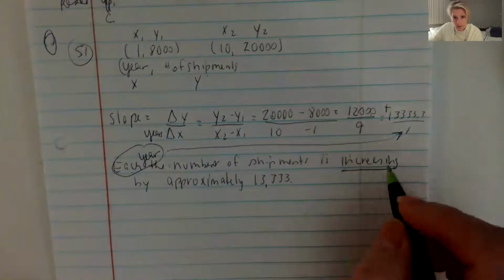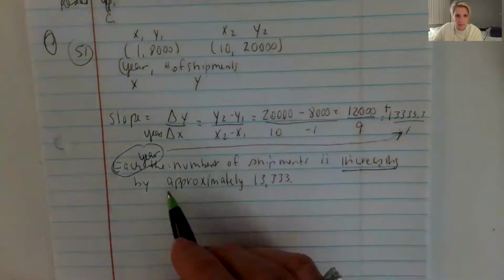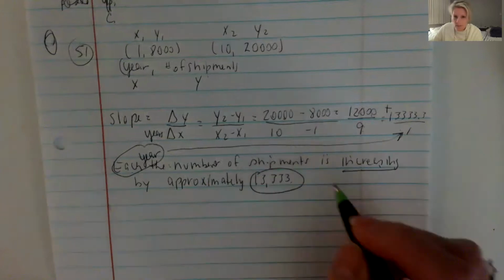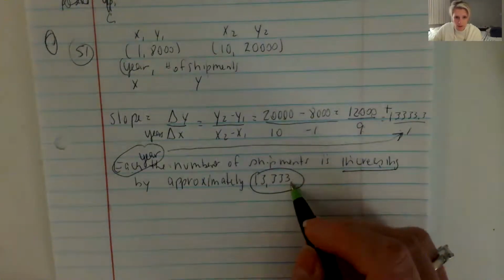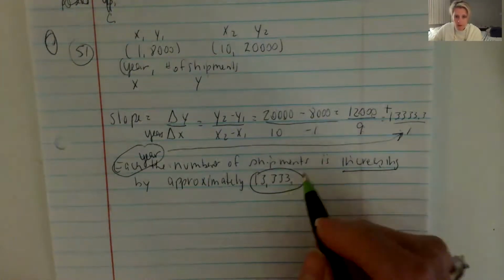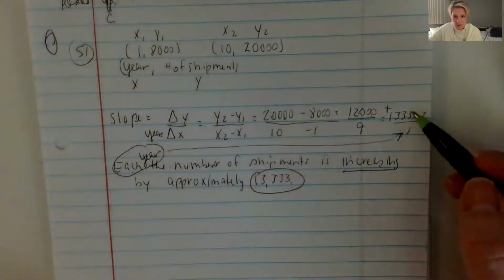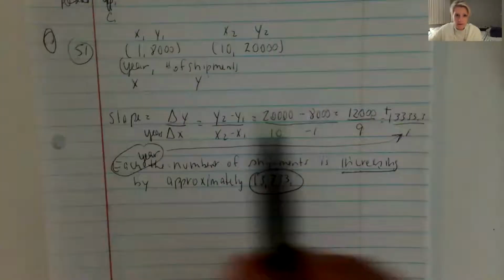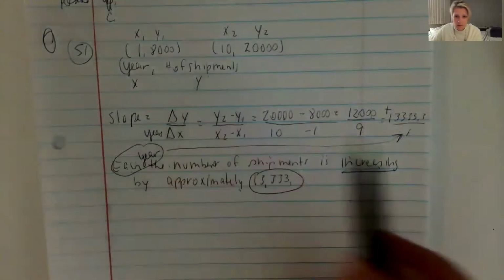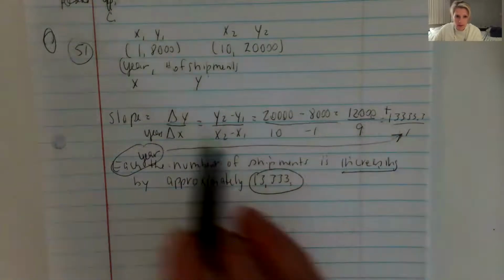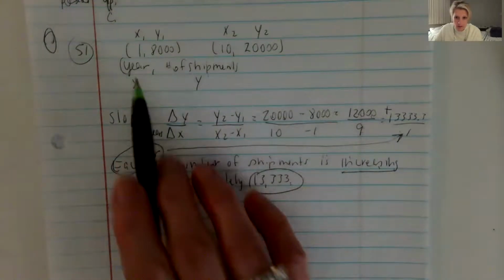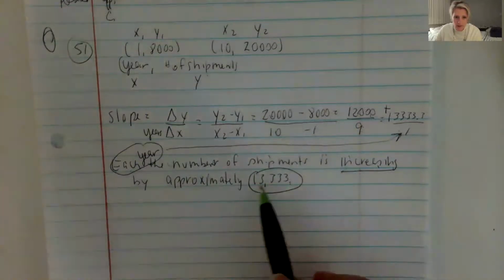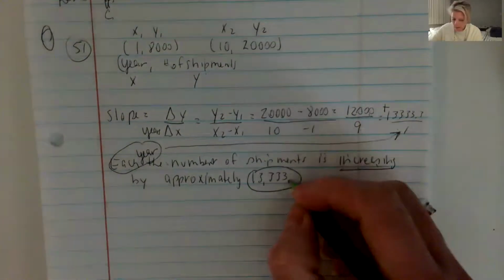So I'm going to use the word increasing. And it says by approximately, because we rounded, and then my value in the Y, which would be my number of shipments. So it's important that you're talking about, in the description, you're talking about both pieces, the value in your numerator and its variable, which is the number of shipments, and the value in the denominator and its variable, which is years. So each year, the number of shipments is increasing by approximately 1,333.